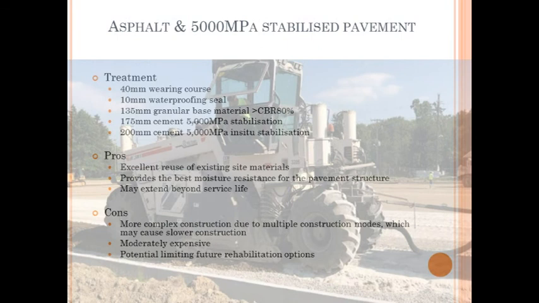Moving on, we've got our cement stabilised pavement, so we've gone for a more heavily bound stabilised option of 5000 MPa here, and this would involve two layers of stabilisation coming to a total of 375 mil, and atop this we would have a 135 mil base course followed by a waterproofing seal and wearing course of 40 mil asphalt. So this option probably has the best reuse of existing materials, given it can stabilise in situ for the initial stabilisation layer and then reuse a lot for the follow-up one.